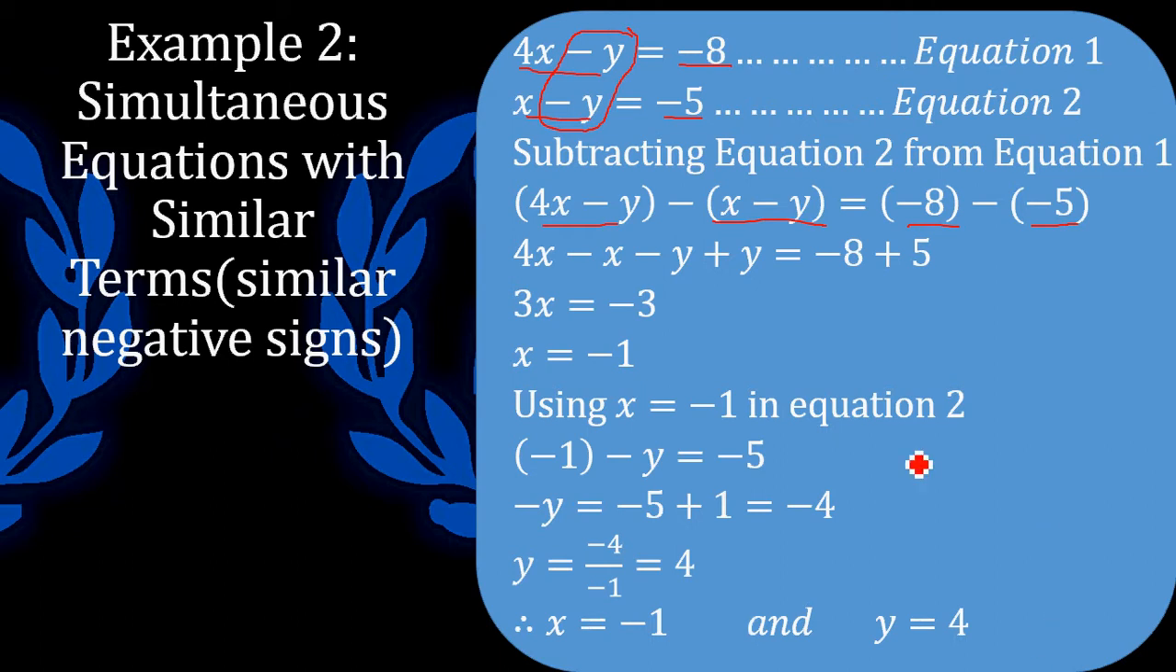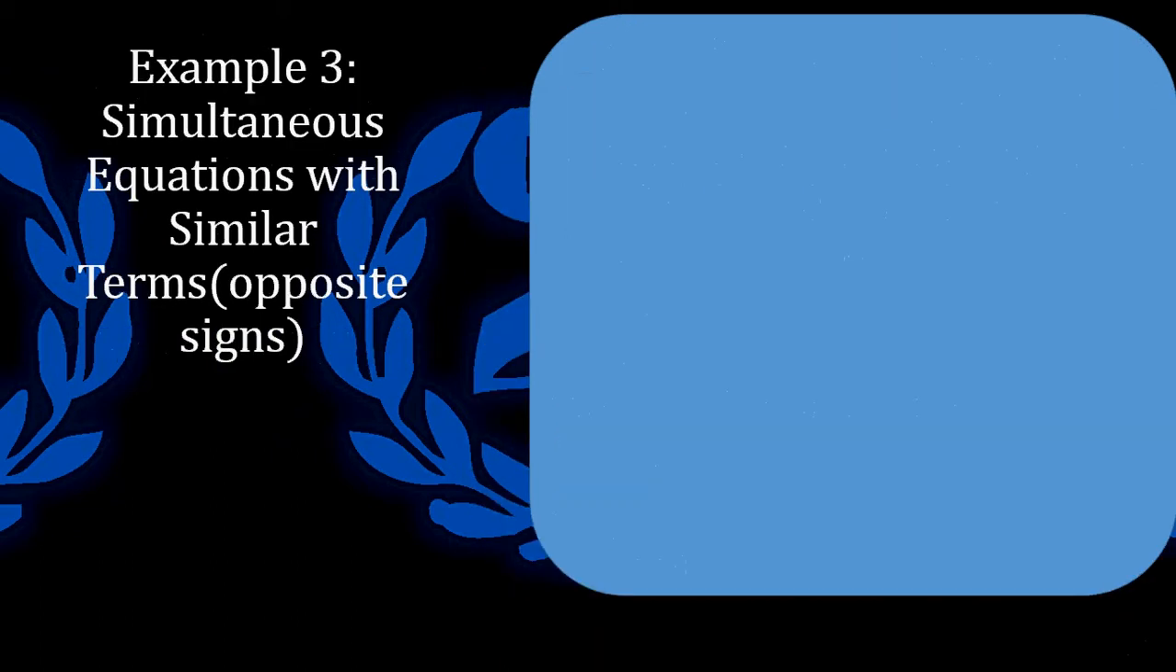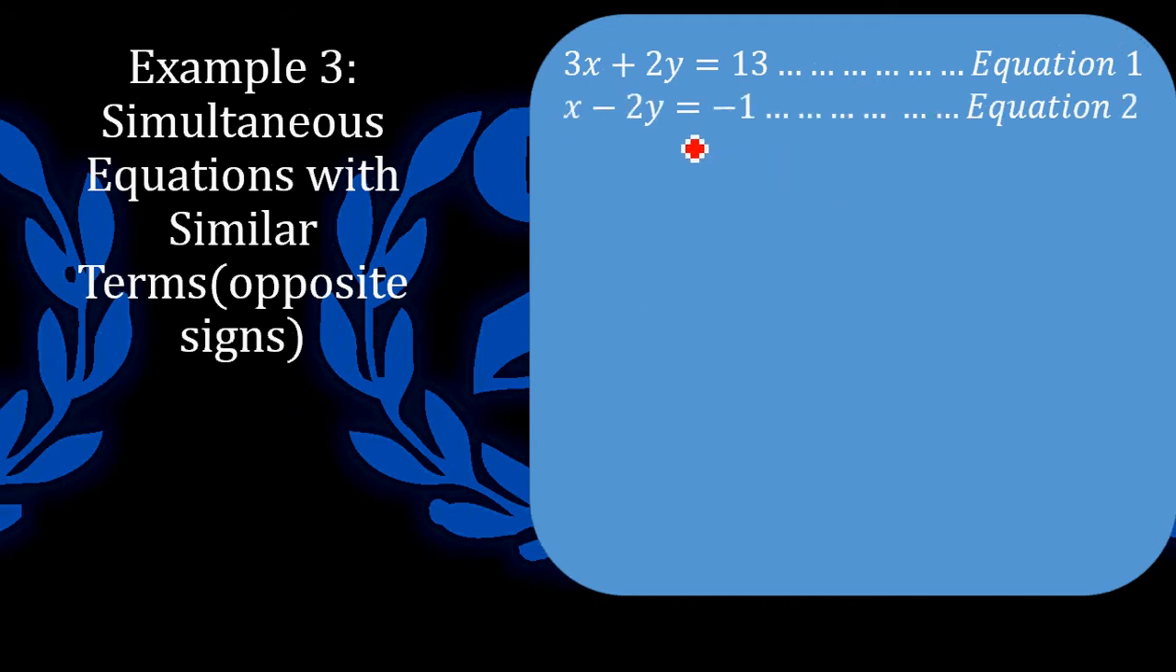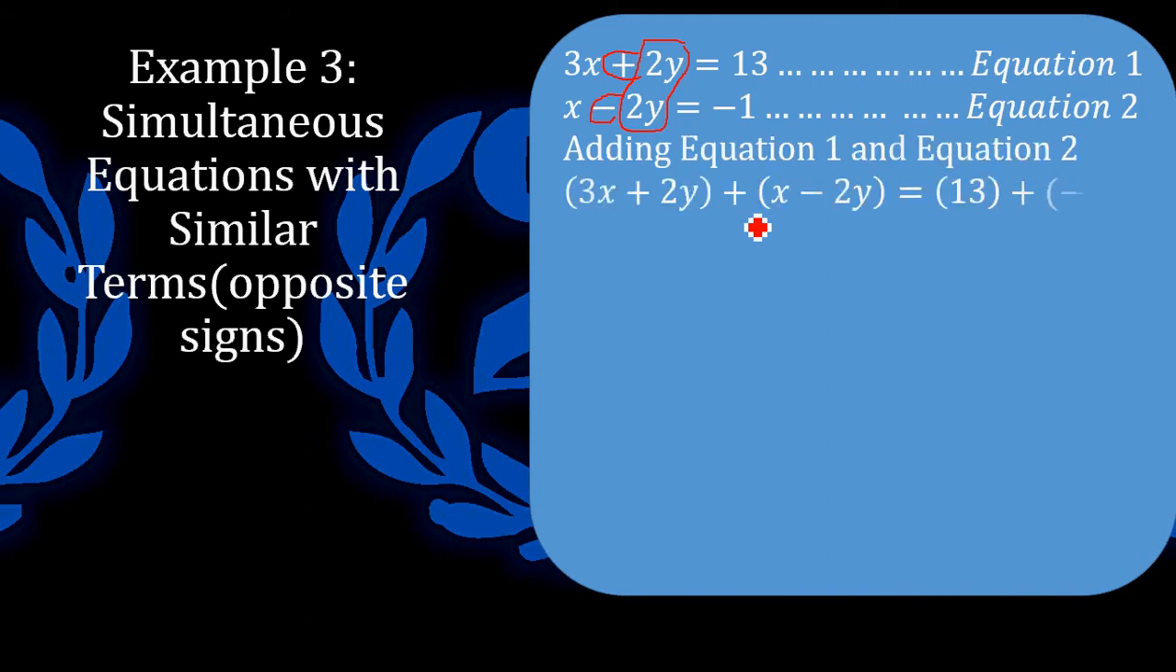And that's your solution. In the third example, we'll be looking at opposite signs. Notice that what I have here is the same magnitude of values, the two y's, but the signs are opposite. I have one with positive and one with negative. So in this case, I would add equation 1 and equation 2. Notice again, I take my left hand sides and my right hand sides and I add them together.